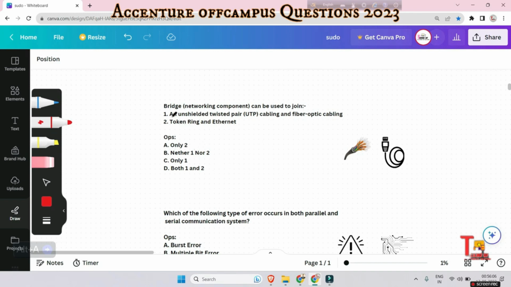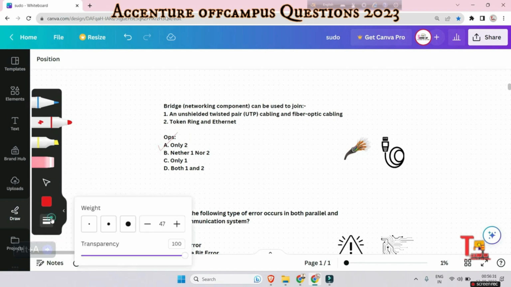So the question is, a bridge networking component can be used to join an unshielded twisted pair UTP cabling and fiber optic cabling. A second statement is token ring and Ethernet. So what will be the answer? The answer is actually only 2. A will be the right answer, right? How? I am answering.